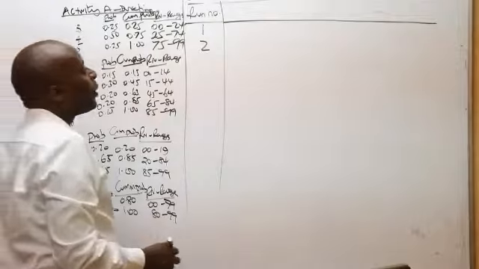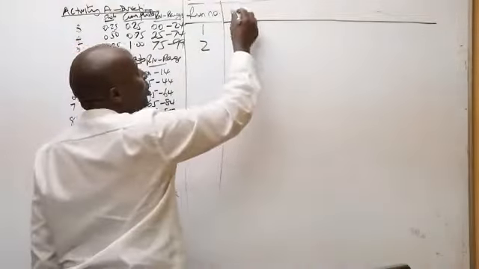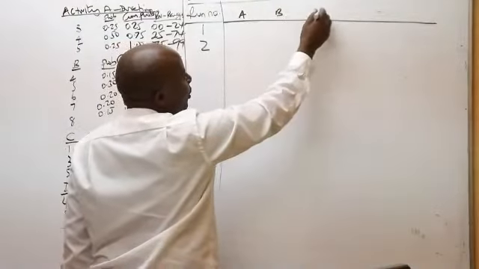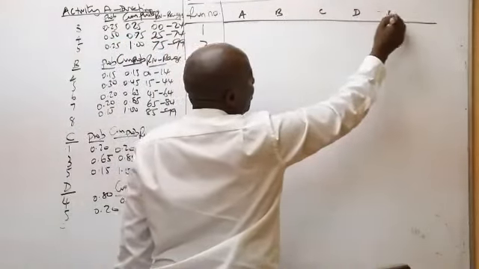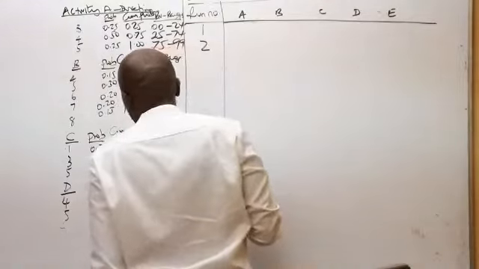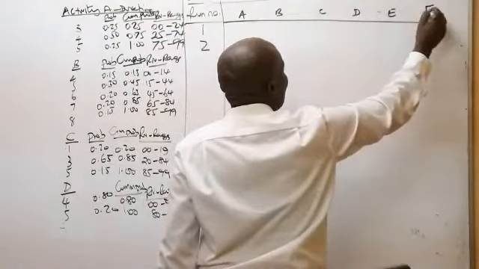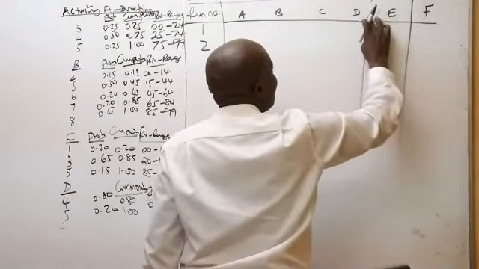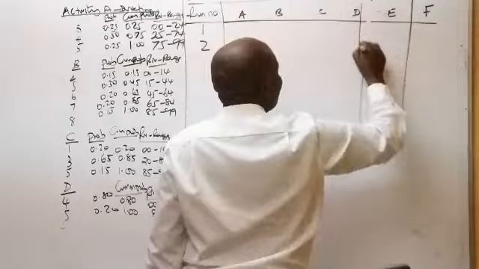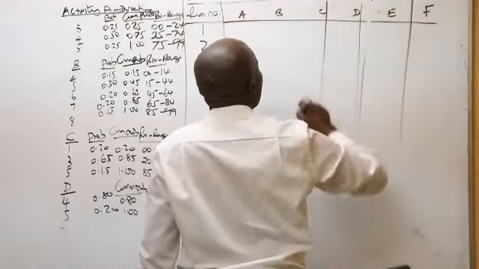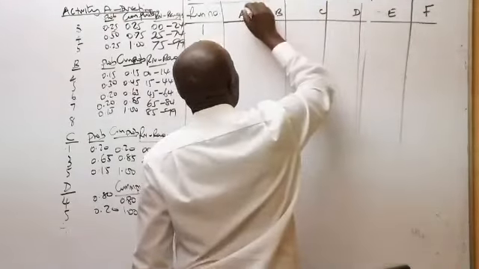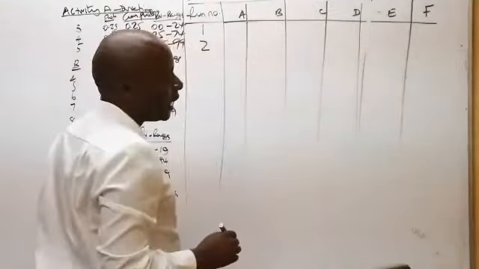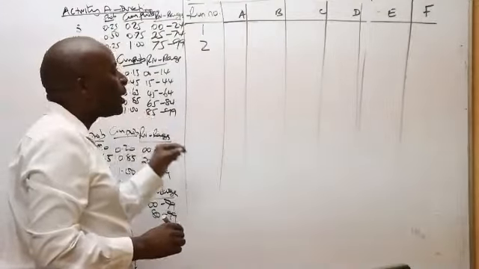So what they would want me to estimate, ladies and gentlemen, is the durations of the activities. So we have the duration of A, duration of B, duration of C, duration of D, duration of E. Then we have duration of F. That is what they want me to do. Estimate the durations of the activities. But how do we estimate them?